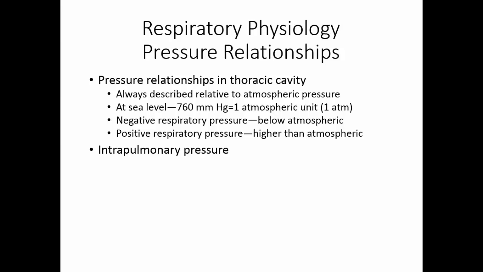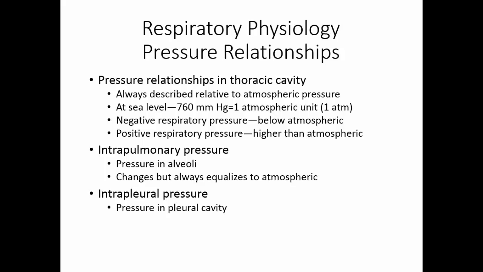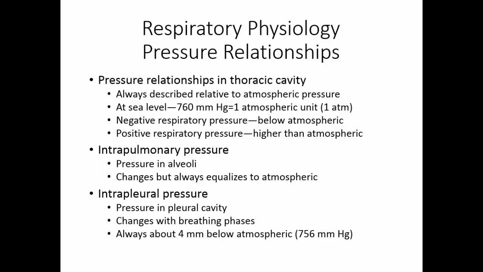respiratory pressure. The intrapulmonary pressure is the pressure inside the lungs, the pressure in the alveoli. This pressure changes, but it always equalizes to atmospheric pressure because basically the inside of the lungs is continuous with the atmosphere. Intrapleural pressure is the pressure in the pleural cavity. Again, this will change with breathing phases, but we need to keep it about 4 millimeters below atmospheric pressure, or 4 millimeters below intrapulmonary pressure. Intrapulmonary pressure, as we've said, will always equalize with atmospheric pressure.